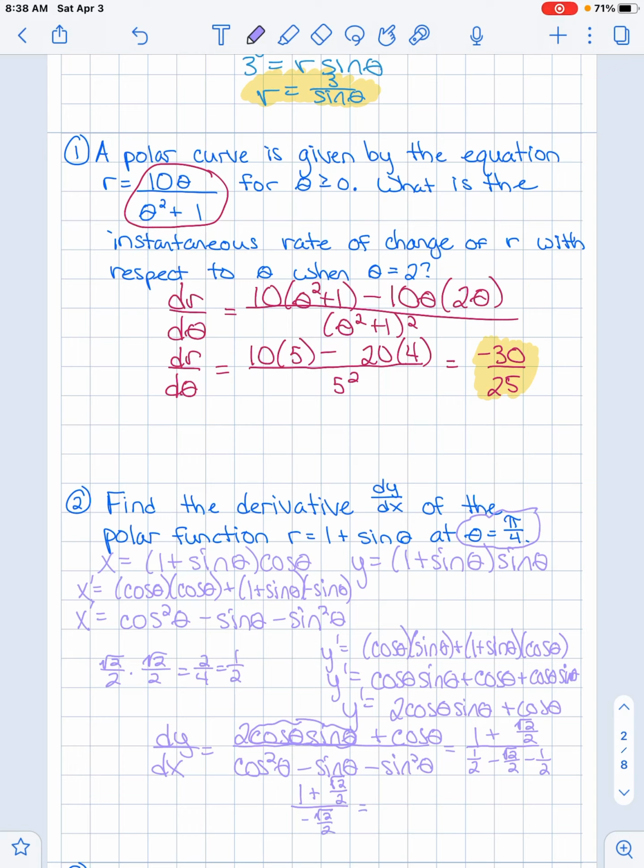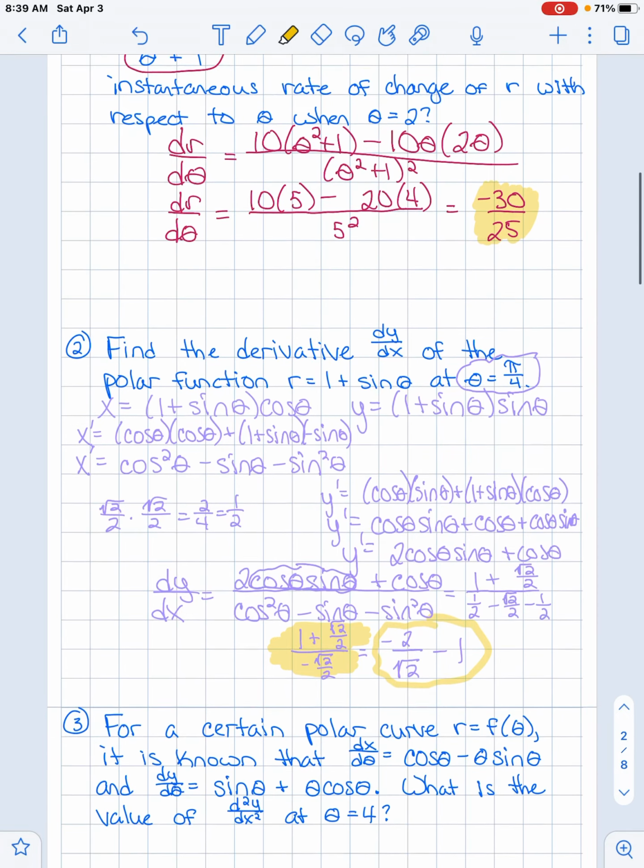If you are really feeling like you want to simplify this, I can divide each of the numerators by the square root of 2 over 2. So 1 divided by that would be negative 2 over root 2. And then square root of 2 over 2 divided by itself is negative 1. You don't have to, of course. This would have been fine. But if you're feeling the need to simplify more, this one would have been okay too. All right.